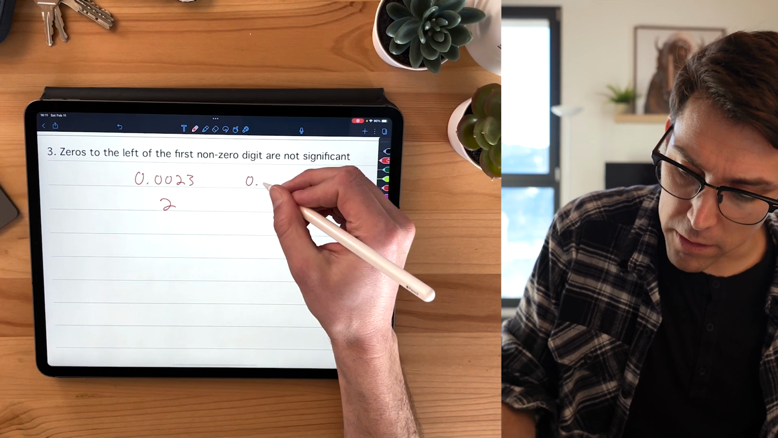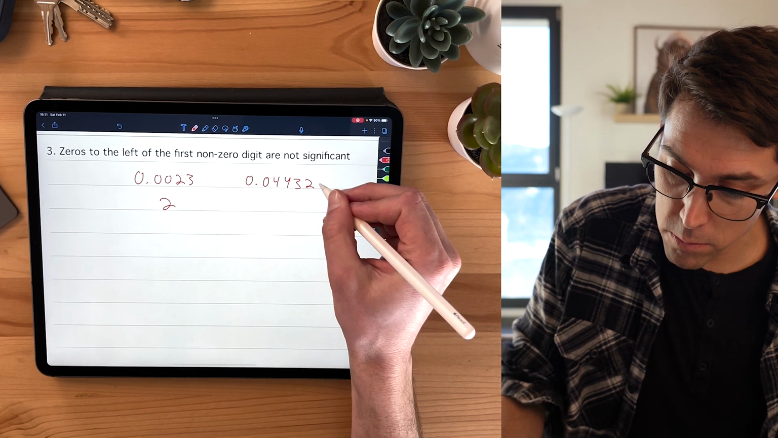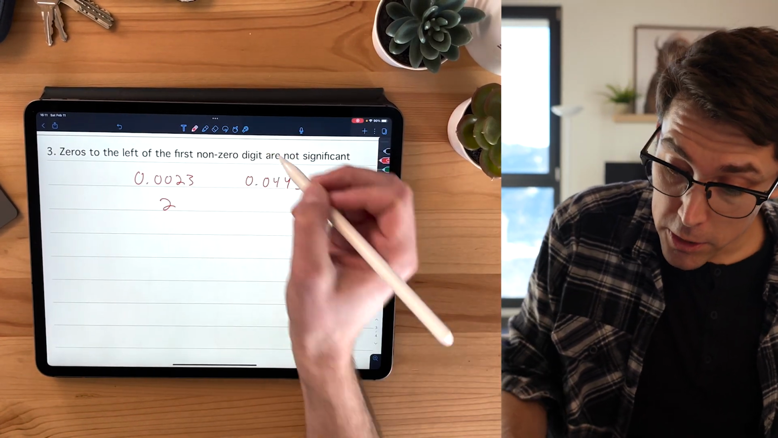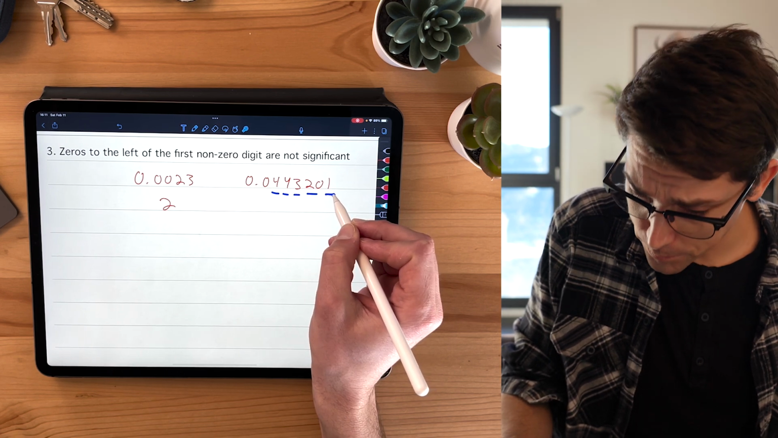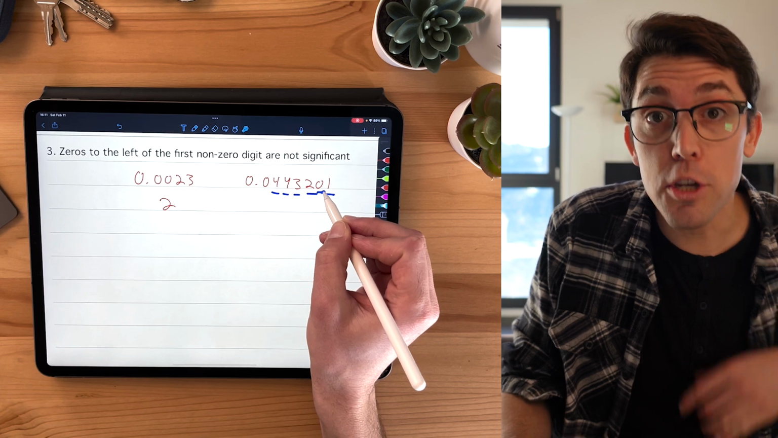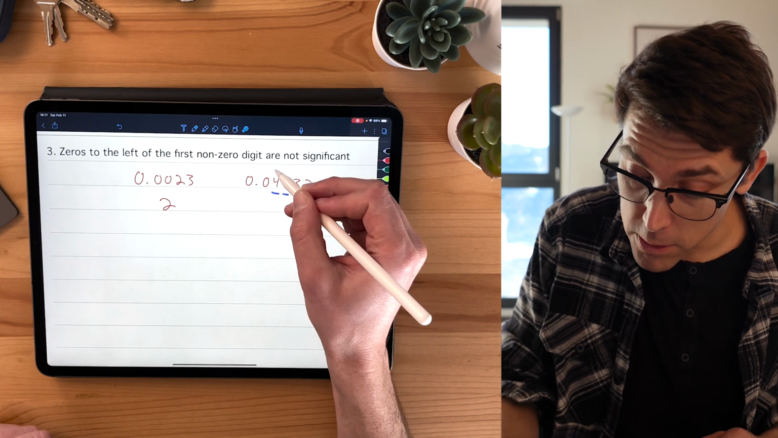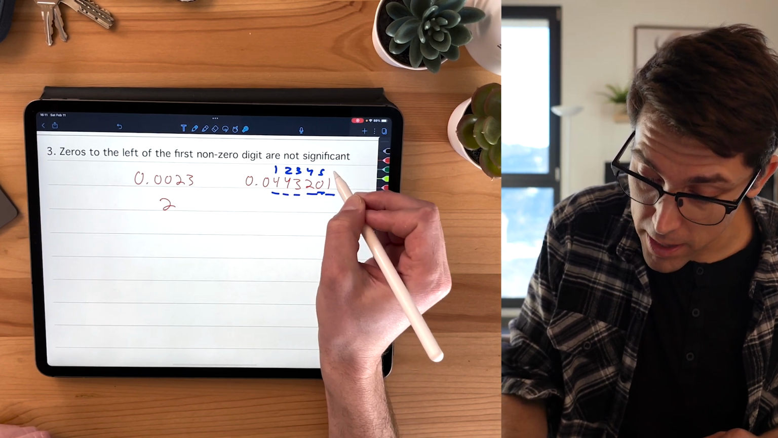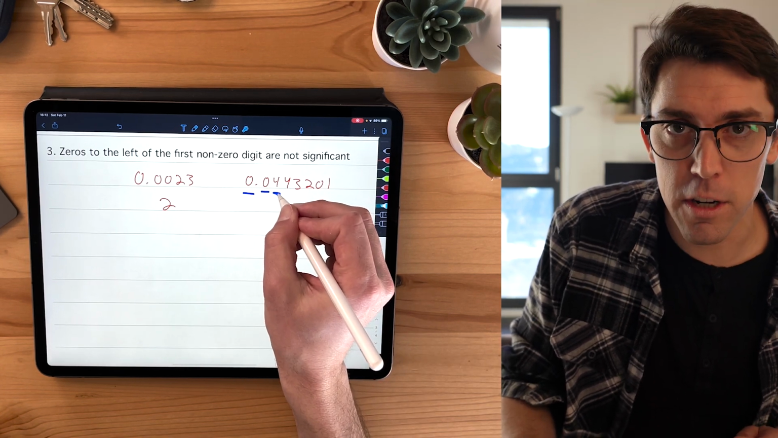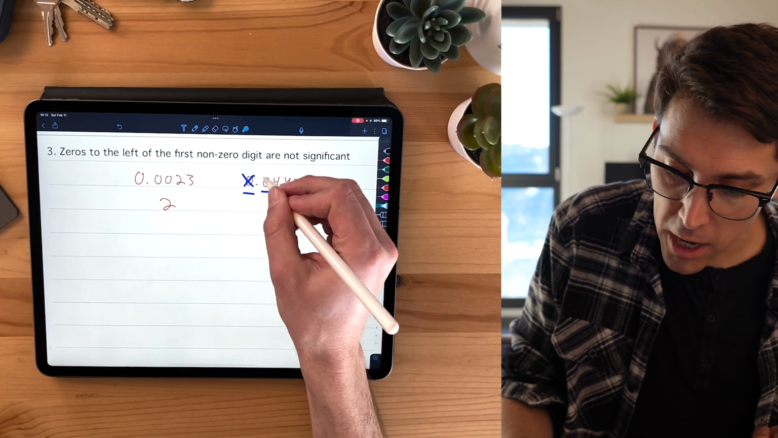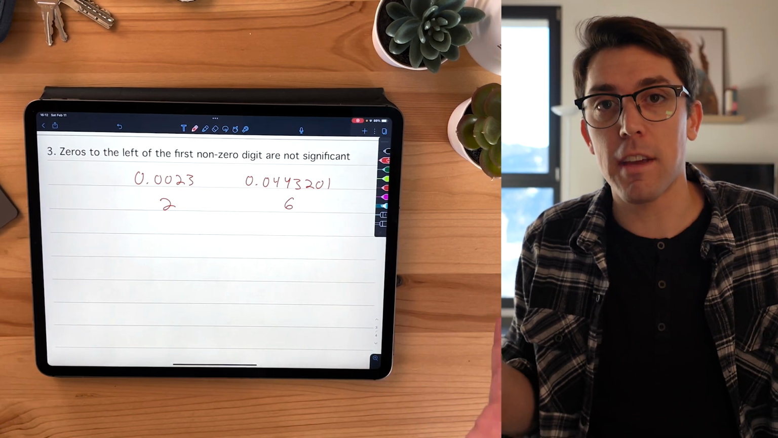How about 0.044? Okay, actually, let me add on to that. 3201. Okay. So I have 1, 2, 3, 4, 5 non-zero digits. I also have this 0 that is in between 2 non-zero digits. So that's still counted. That's our second rule. So I have in total 1, 2, 3, 4, 5, and 6 significant figures. And I also have these to the left of that first non-zero digit. So these 2 zeros right here are not going to count, but these ones over here will. So this right here is going to be 6 significant figures.